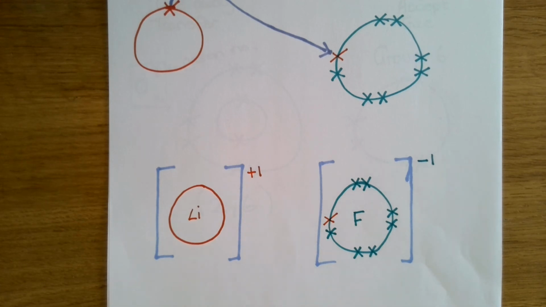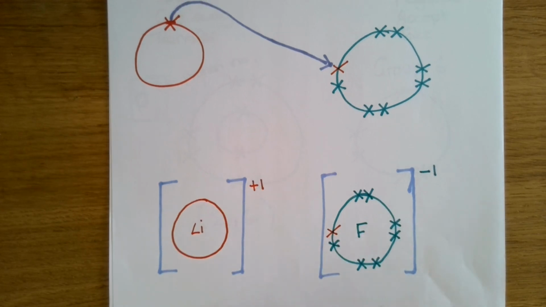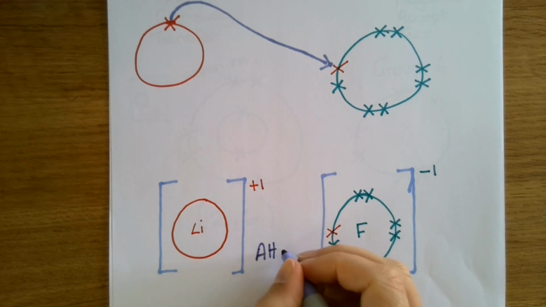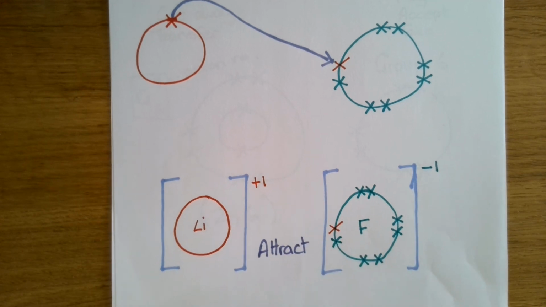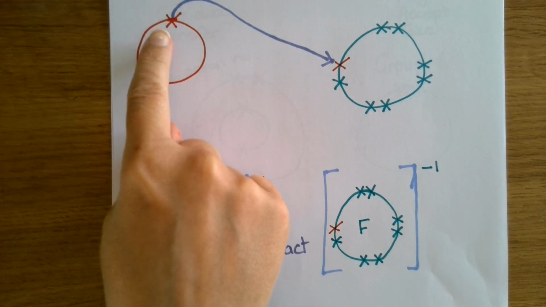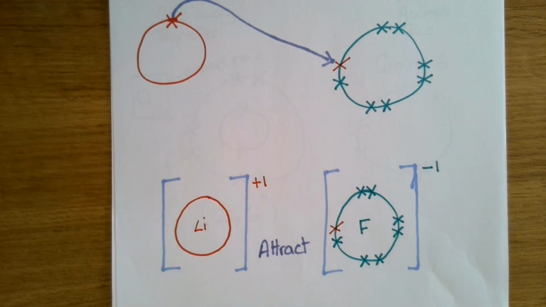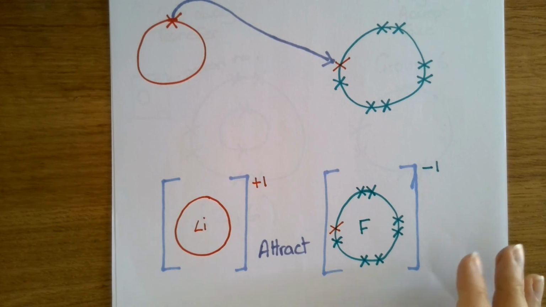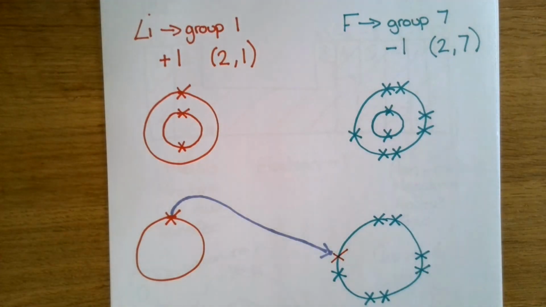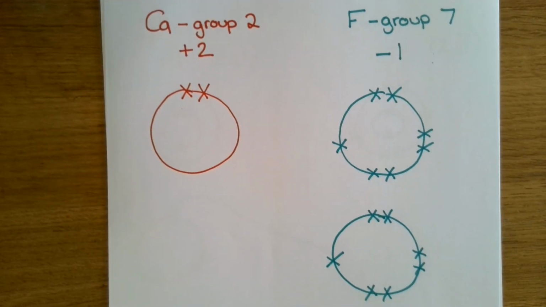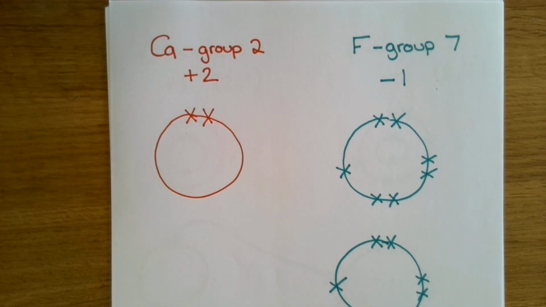These two are now oppositely charged, and so they are going to attract. And it's that attraction that is very, very strong and forms an ionic bond. That's a really nice simple example where we've got 1 electron being transferred to 1 other atom. Sometimes things can be a little bit more tricky. So let's have an example where we've got something that's just a little more tricky.